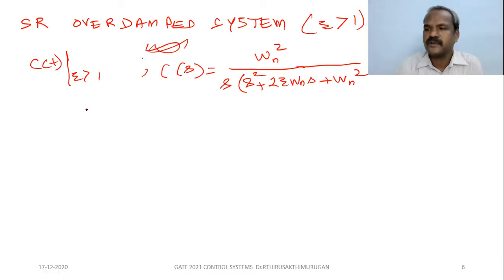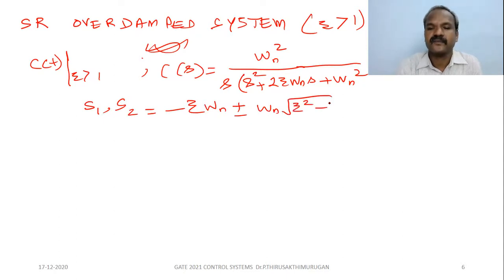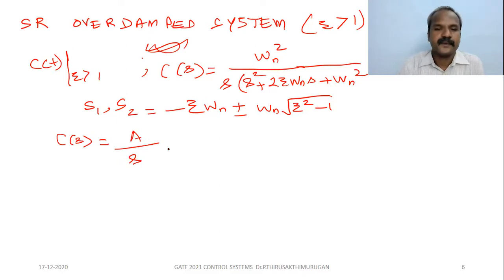So see, the poles of this overdamped system are S1 and S2 equal to minus zeta omega n plus or minus omega n into square root of zeta square minus 1. Okay, so zeta is more than 1, so there is no complex pole here. So C of S, as usual, we can do the partial fraction as A by S plus B by, two poles are there.